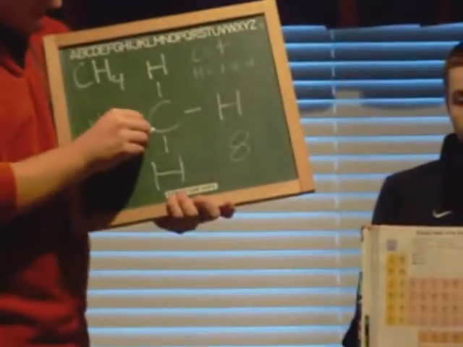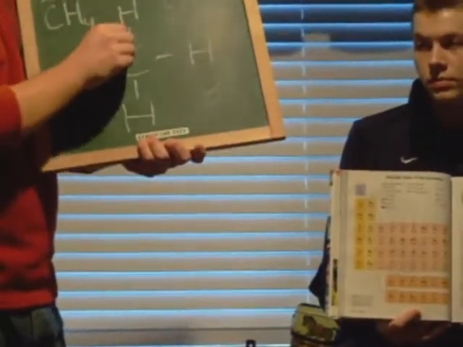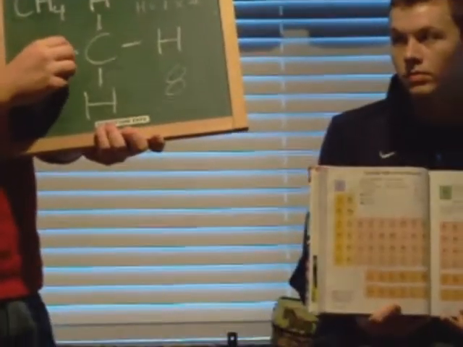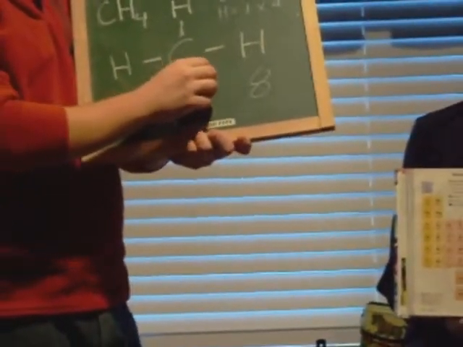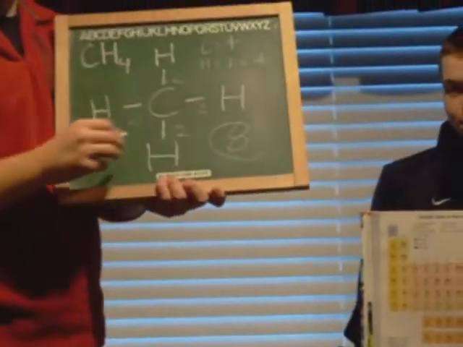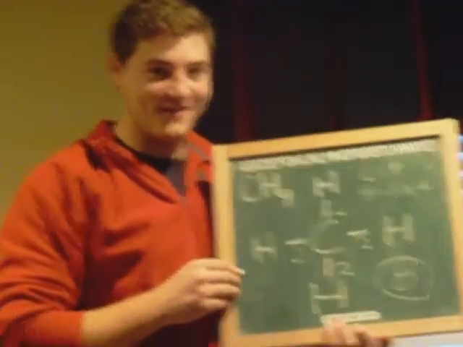Each one of these lines represents 2 electrons shared by each element. So right now we have 2, 2, 2, and 2, which equals 8, making this the Lewis structure for methane.